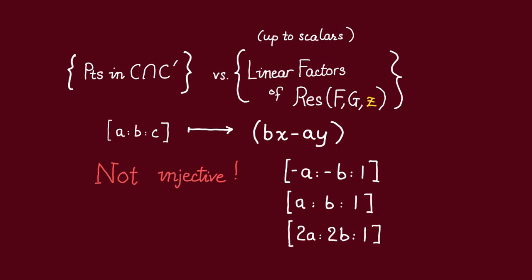We can see that more clearly if we look at it algebraically. Algebraically, we have a map from points in the intersection to the linear factors of the resultant, sending every point a, b to the linear factor which is a scalar multiple of bx minus ay, i.e. the equation of the line through the origin and the point a comma b. Well, the trouble is that different points might determine the same line. So this map is not injective.